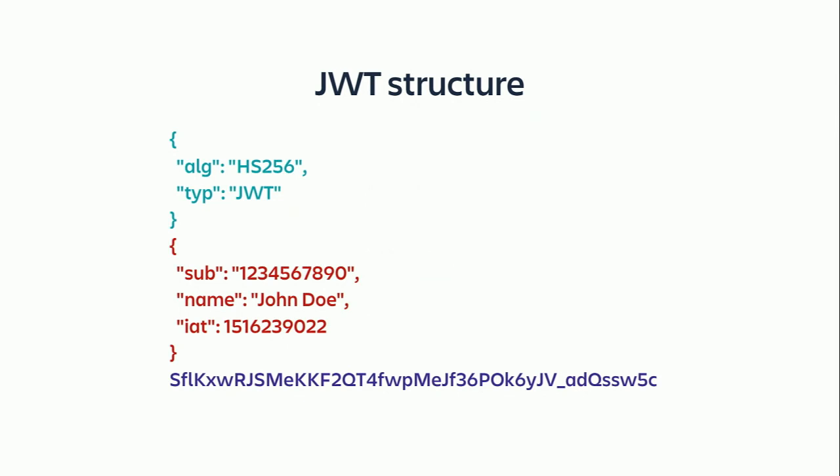So the header defines the algorithm, which describes how the signature is generated. Then the type should always be JWT, and the payload contains literally anything. It's just a JSON blob. There are a standard set of optional fields, which we'll cover a bit later, but you can really put anything you want in there. They're all optional. Finally, we have the signature, which I'll explain shortly.